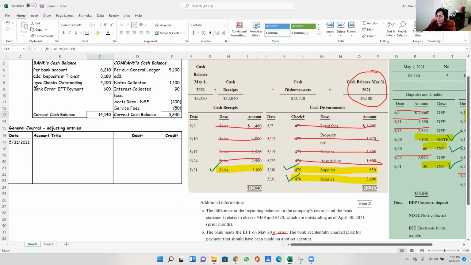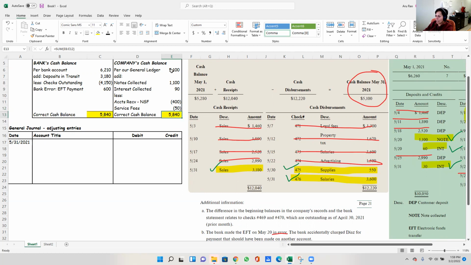Nope. See, it was less checks outstanding. I should put this as a minus. Yep, and I do have the correct number on both sides. So this is the correct cash balance. Okay, so in my books, in my general ledger, I said I have 5,100. That's a number I have over here, but it should be 5,840.